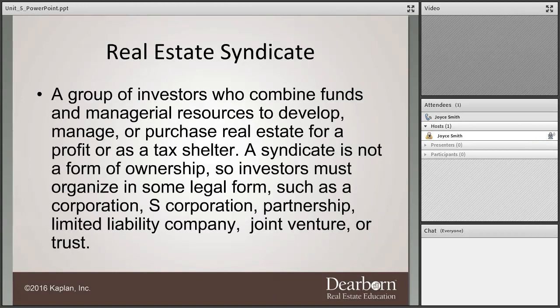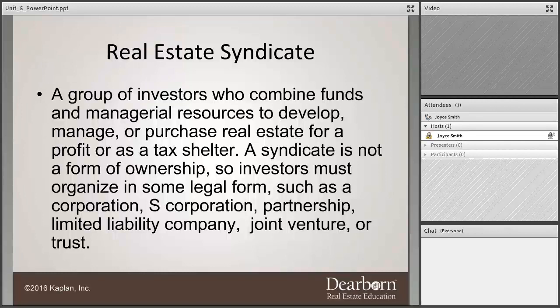A real estate syndicate is a group of investors who combine funds and managerial resources to develop, manage, or purchase real estate for a profit or as a tax shelter. A syndicate is not the form of the ownership, so investors must organize in some legal form, such as a corporation, S-corp, partnership, limited liability company, joint venture or trust. Once the syndicate comes together, they pool their money together, and then they buy their piece of real estate. Then they form a corporation, S-corp, partnership, or LLC to be able to actually hold title to that piece of real estate. A syndicate happens when we have wealthy investors that say, hey, wait a minute, I want to go buy this piece of property.